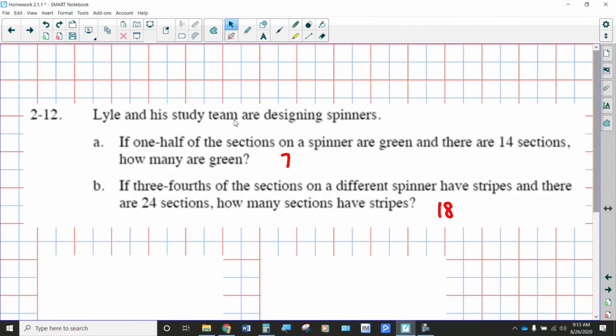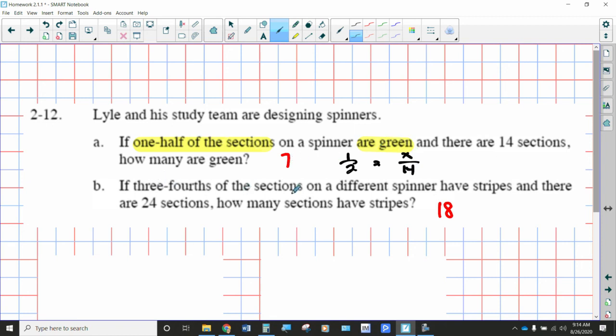And Lyle and his study team are designing spinners. If one half of the sections on the spinner are green, and there are 14 sections, how many are green? Well, this is just using proportional reasoning. One half is equivalent to something over 14. So if half of the spinner is green and there are 14 sections, that means that 7 out of the 14, because 7/14 is equal to 1/2, must be green.